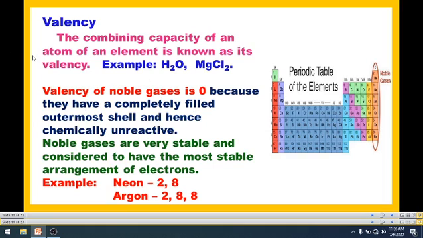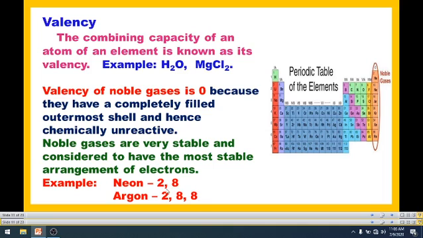Why won't they combine with other elements? Because they have a completely filled outermost shell. So that's why they won't combine with any other elements. They are chemically unreactive. So noble gases are very stable and considered to have the most stable arrangement of electrons. They have 8 electrons in their outermost shell. Neon 2, 8, argon 2, 8, 8. So they have completely filled shells.